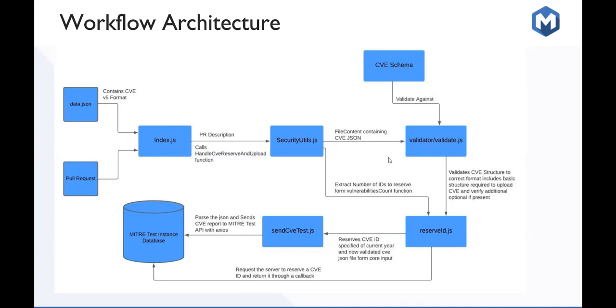The exact number of IDs to reserve that you have mentioned in the PR description gets sent to the IDR service here, which sends the request to the testing instance database and reserves the IDs for us. Then it sends that reserved ID and the CVE data to the sendCVETest.js file, which is going to parse the JSON and send CVE reports to the MITRE test API.